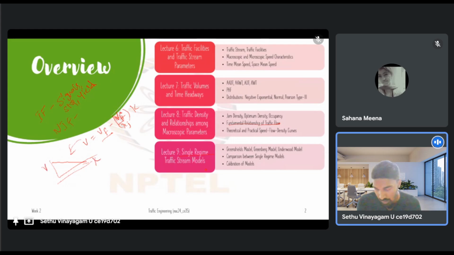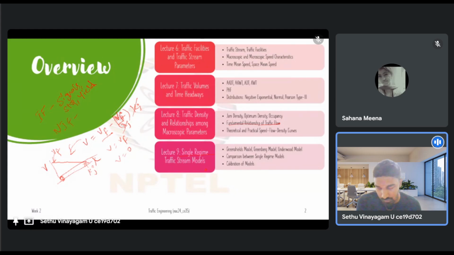So what happens here? When K is 0, when you put K equal to 0, you will get V is equal to Vf, right? So that is the maximum value. And when this density becomes equal to the jam density Kj, so K becomes Kj, and then Vf minus Vf, V will become 0, right? So that's this linear relationship between the speed and density given by the Greenshields model.